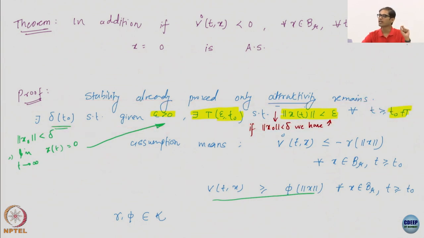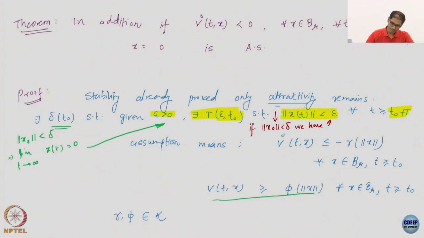If you remember, attractivity was stated as there exists a delta which could potentially depend on initial time, such that if you start within the delta ball, as limit t goes to infinity, you go to zero. Okay, equilibrium, so we assume zero, so we go to zero. This was attractivity, that was a limit based definition. Now I am not defining it using the limit symbol, but I am writing the equivalent thing here.